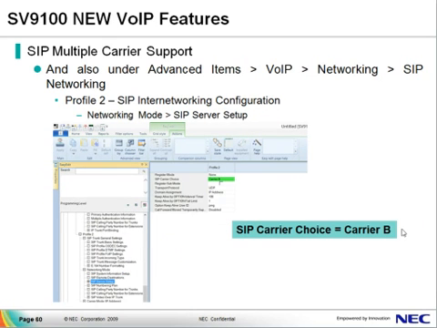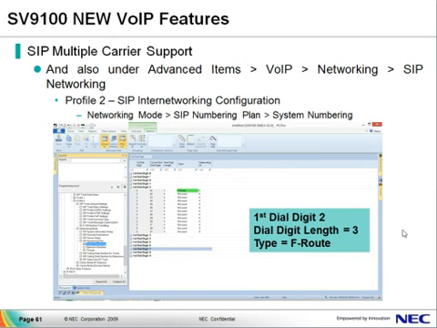Next we can configure the SIP carrier choice for our SIP interconnection. Normally this is set to carrier B. This can be configured still under profile 2 networking mode on the SIP server setup screen. So select SIP carrier choice and set it to carrier B. We can now configure our system to route calls to the remote destination. This uses a combination of the system numbering plan and froute programming. You will notice that this is a big change from the sv9100 PC Pro, in that underneath the networking mode programming area these commands have been brought in to make it easier to set up.